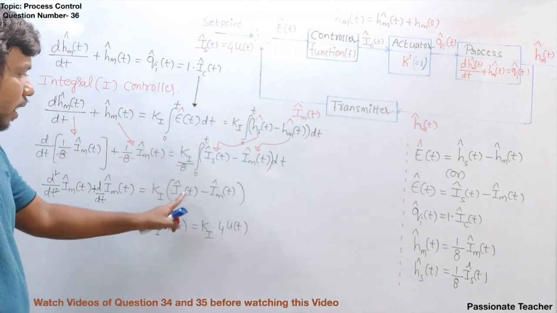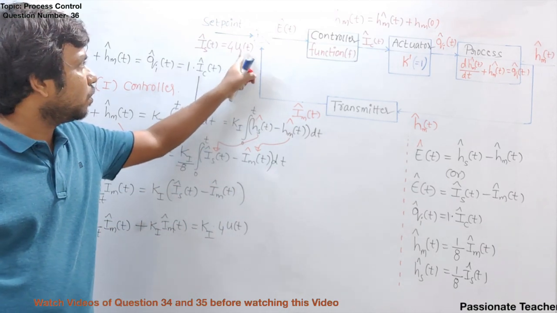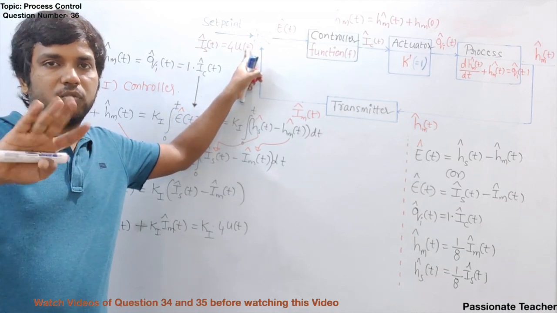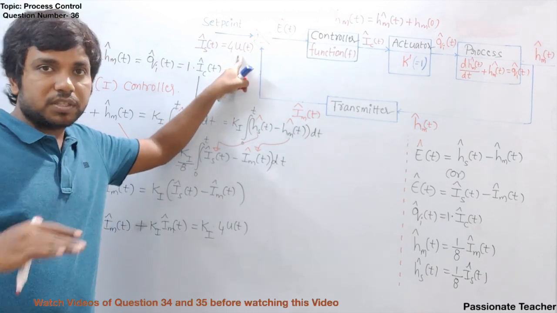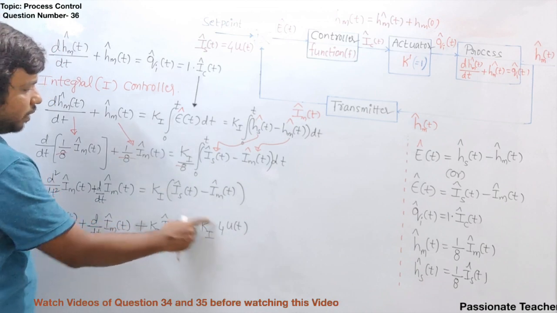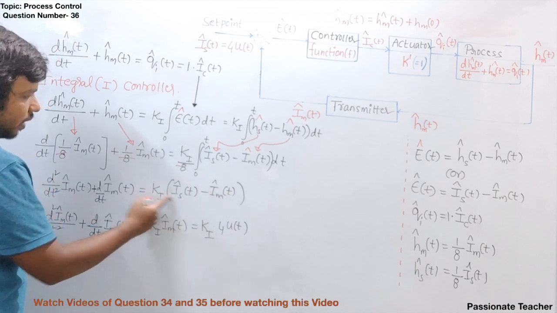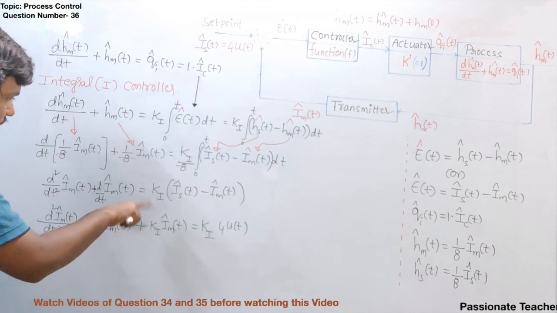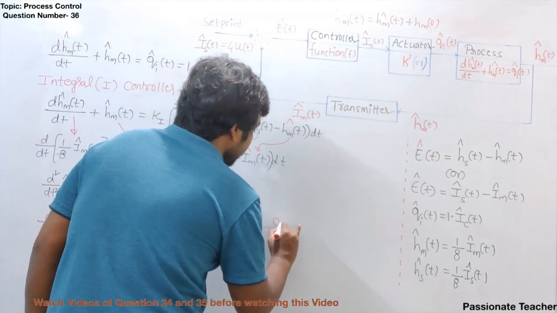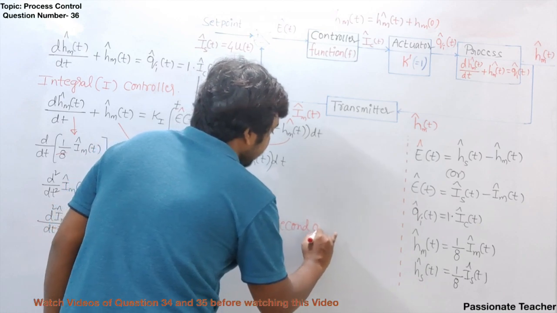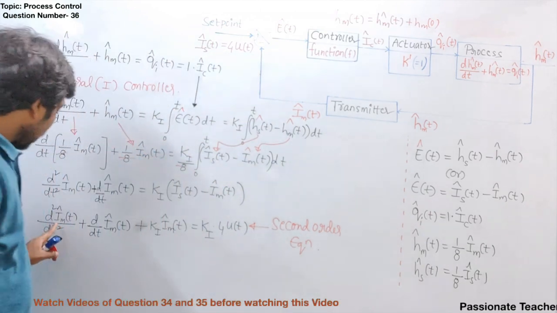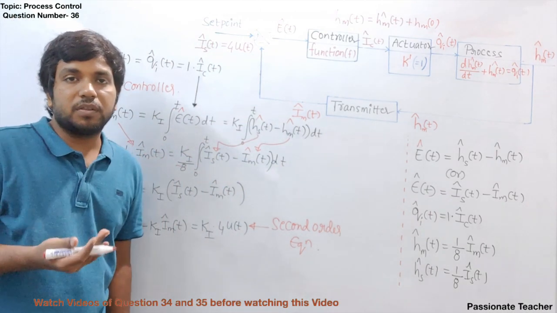Now already we know that Is cap of t is nothing but 4 times u of t, right? Because the variation in the set point is 4 milliampere, and that is a step input. So if you bring it here and substitute, 4 into u of t will be here. Im cap of t into ki, I took this side. Altogether, if you observe, this looks like a second order equation. So what does it mean? The order of the differential equation is increased.